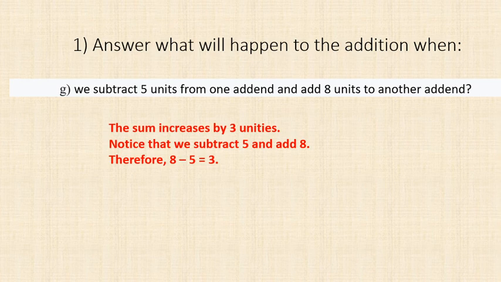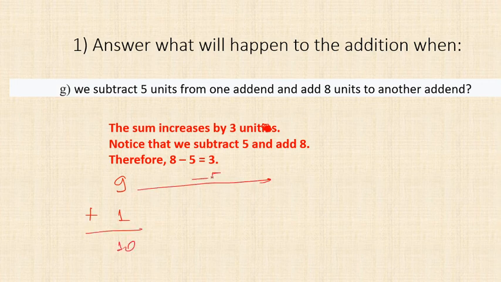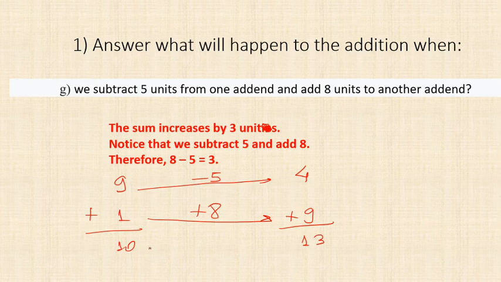What happens if we subtract 5 from the first addend and add 8 units to the other addend? So let's take an example. Let's say 9 plus 1. This is number 10. I'm going to subtract 5 units from the first addend to become 4, and I'm going to add 8 units to the second addend to become 9. 4 plus 9 is 13. So in the total, I added 3 units.